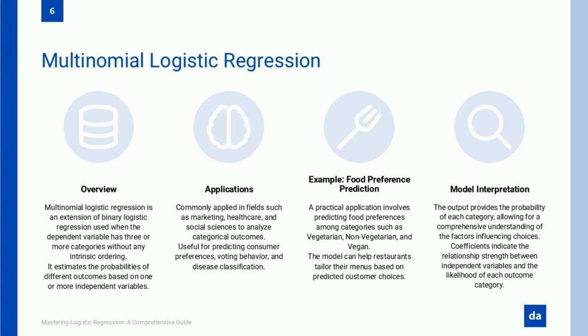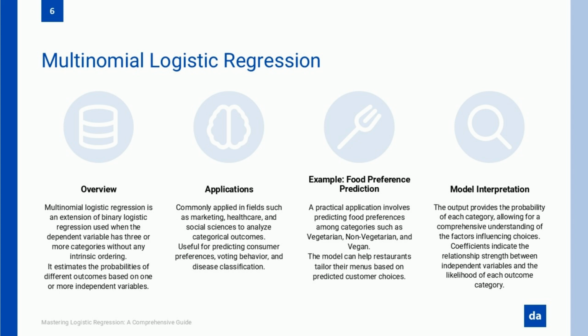Now, where do we actually see this in the real world? Well, everywhere. It's used in marketing to predict which product a customer is most likely to buy. It's used in healthcare to classify diseases into different risk categories.